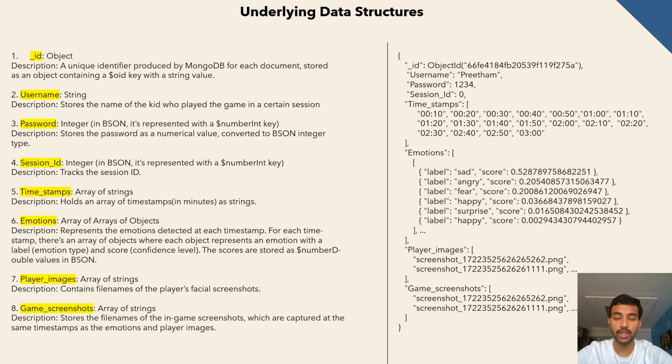Now moving on to the underlying data structures, our database is structured to store different types of information that supports the system's functionality. Here are the main structures. The first being user profiles, which stores each child's emotional baseline and gameplay history, enabling us to provide a personalized experience. Second, facial expression data.